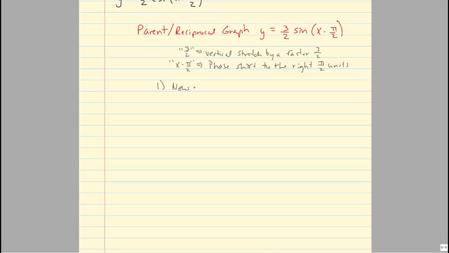The new period will be 2 pi over 1, because there's an implied 1 here, or just 2 pi, so the period doesn't change. And then I set up the start and end points for a standard period of the sine curve, and I plug in my argument of my new trig function, x minus pi over 2, and then solve for x. So if I solve for x here, I would add pi over 2 to the middle and to both ends.